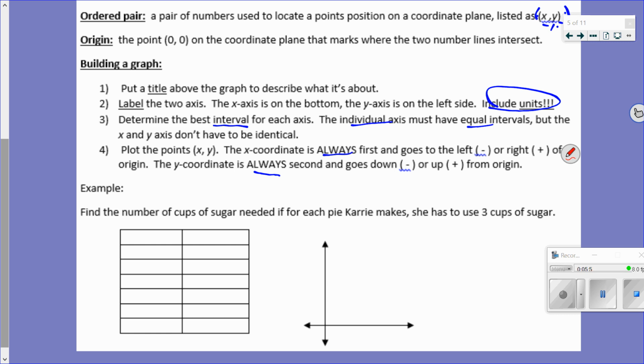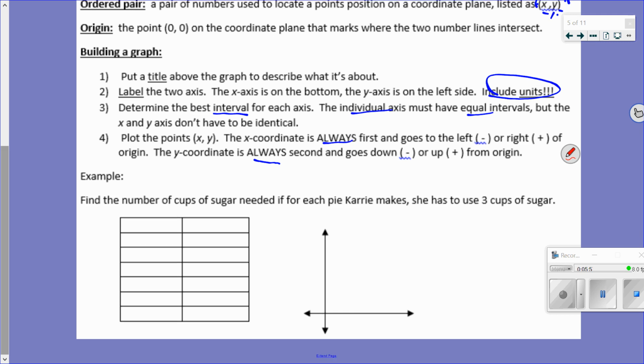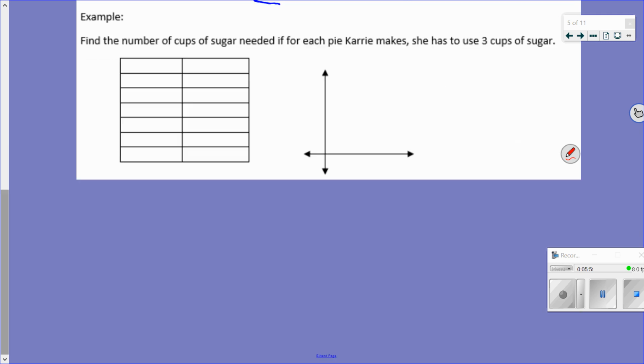Questions on the building of the graph? Okay, let's do an example to make sure you guys can see exactly how this is done. So the first thing I'm going to do is find the number of cups of sugar needed for each pie Carrie makes. She has to use 3 cups of sugar.